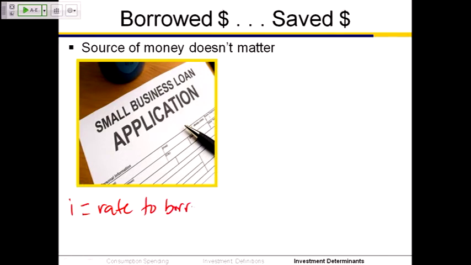The rate to borrow. So if they can borrow at 8%, that's the relevant interest rate. If they have to use their credit card and their credit card interest rate is 29%, that's the relevant interest rate. The relevant interest rate if they're borrowing is the interest rate to borrow.